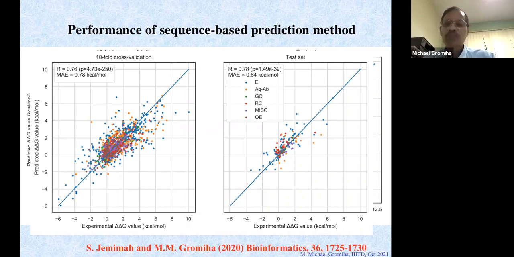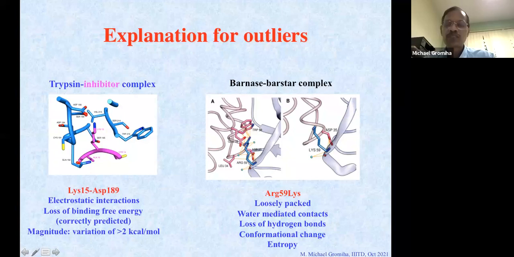So here are a few cases where our method did not perform very well. These residues, lysine 15 and aspartate 18, form electrostatic interactions. When you disturb these residues, it lowers the binding energy. In our case also, it correctly predicted that it reduced the binding affinity, but the energy is not well predicted. Our method predicted a much smaller loss of affinity, but here they used more than 2 electrons. Right, this is another complex called the barnase-barstar complex. Here it is loosely packed with several water-mediated contacts and hydrogen bonds. So this is not accounted for in our method. That is the reason why we have poor performance for these examples.